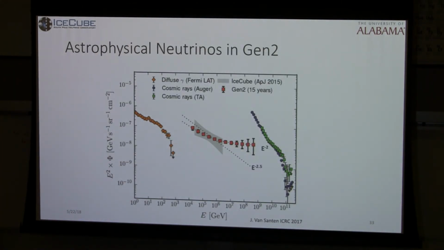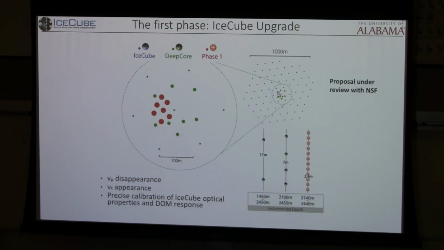So this is a plot showing what we would be able to achieve with Gen 2. This is a nice multi-messenger plot. This is the Fermi LAT diffuse gamma ray flux. This in green and blue is the TA and Auger cosmic ray flux, and then in between is the IceCube 100 TeV to PeV neutrino flux. And this gray area is where we are now, in terms of our uncertainties and our measurements, and the orange represents where we would be with Gen 2, so we would get a much better measurement of the spectrum with the higher statistics.